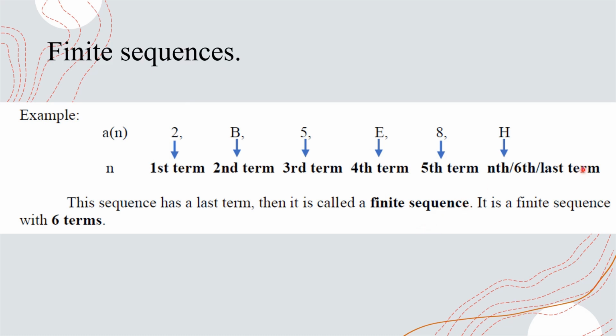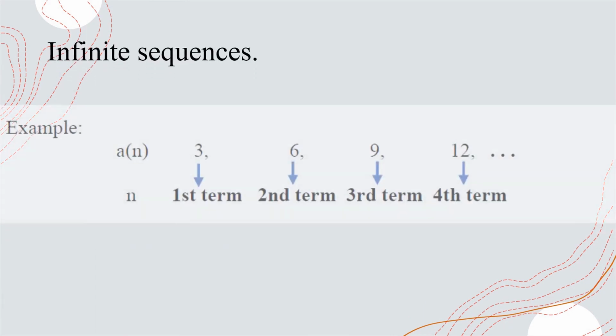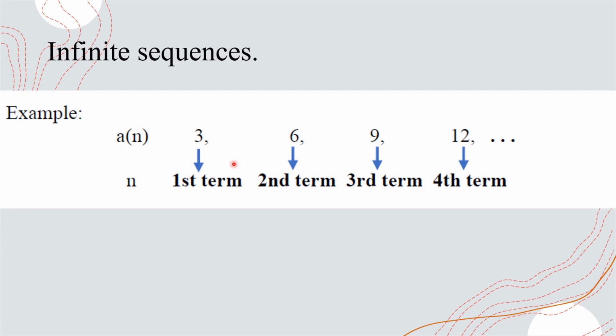Okay, so let's continue. So that's the first one, finite sequence. And another is the infinite sequence. So in this case, makikita natin 3, 6, 9, 12, and then wala siyang nilagay na last term. Instead, gumamit siya ng tatlong dot. So ano kaya yan? Ano kaya ibig sabihin ng tatlong dot na yan? And by the way, ito yung first term, second term, third, and fourth term.